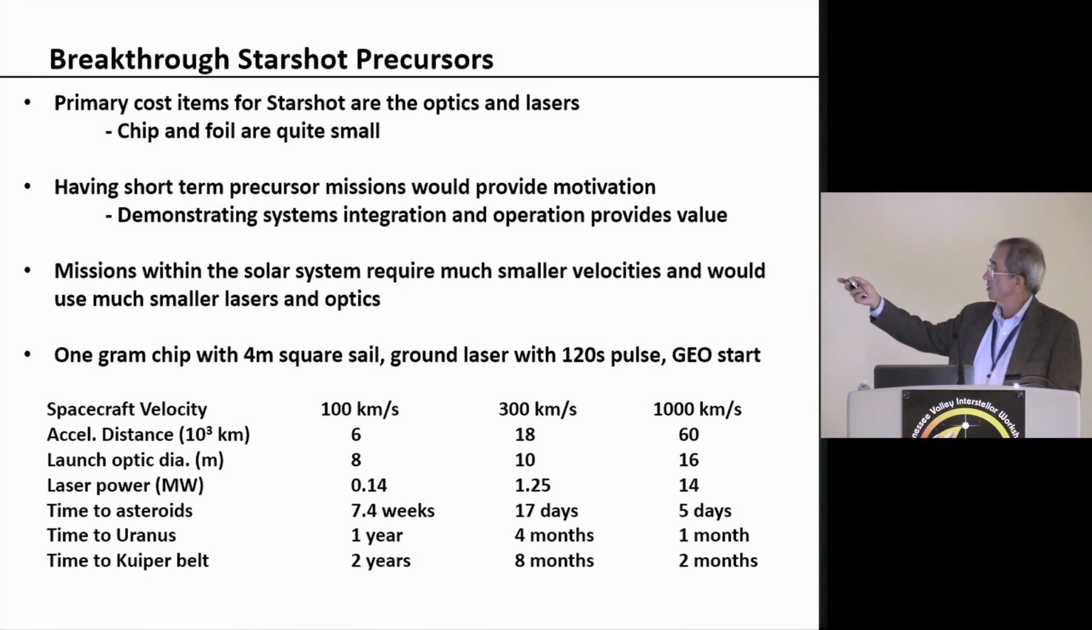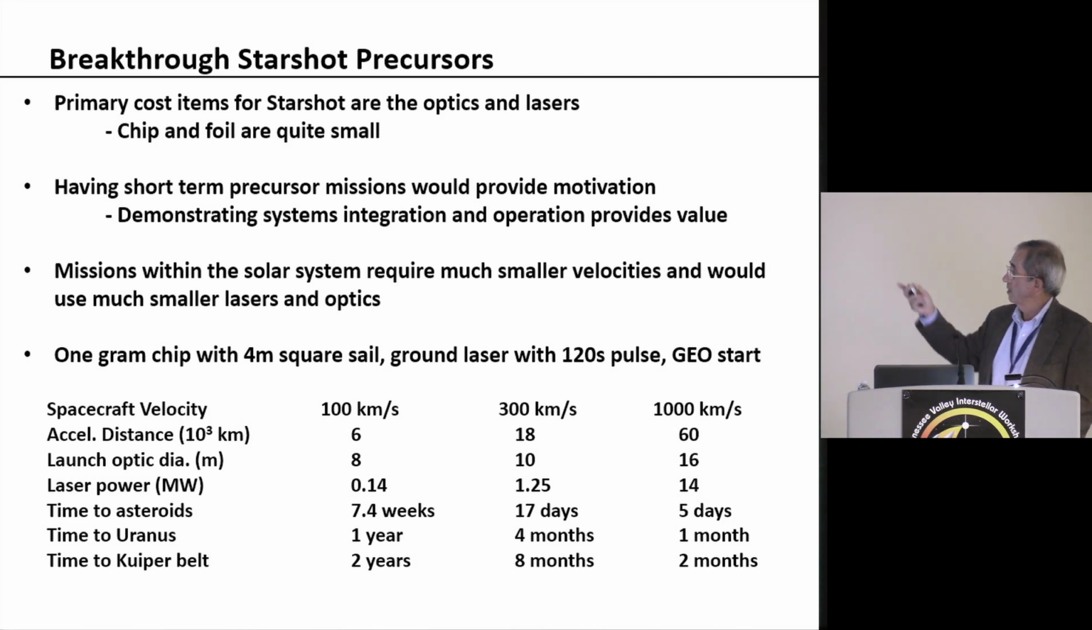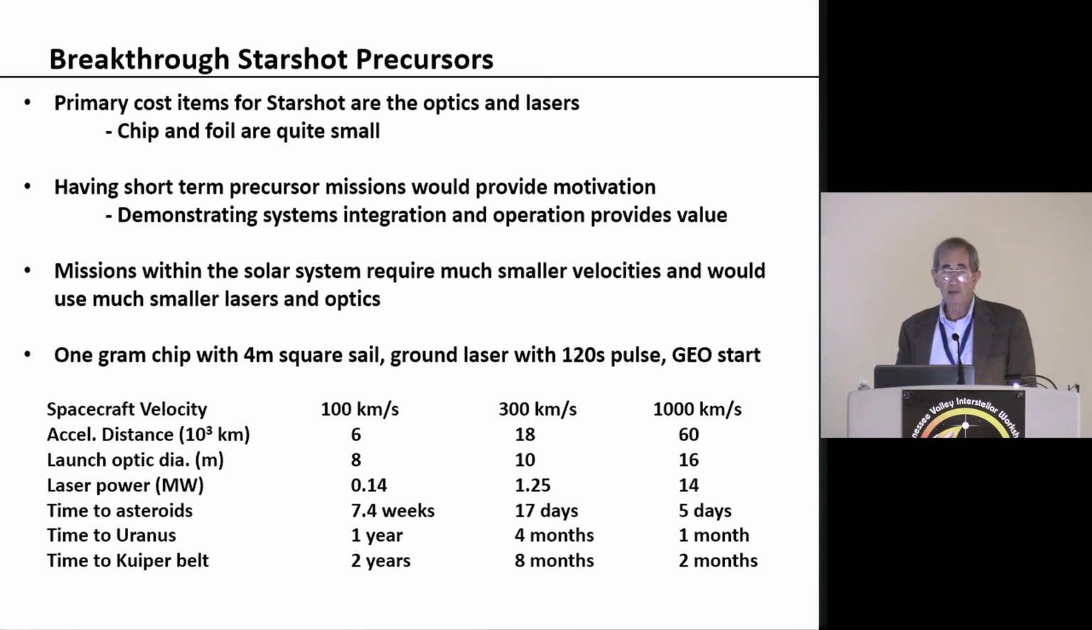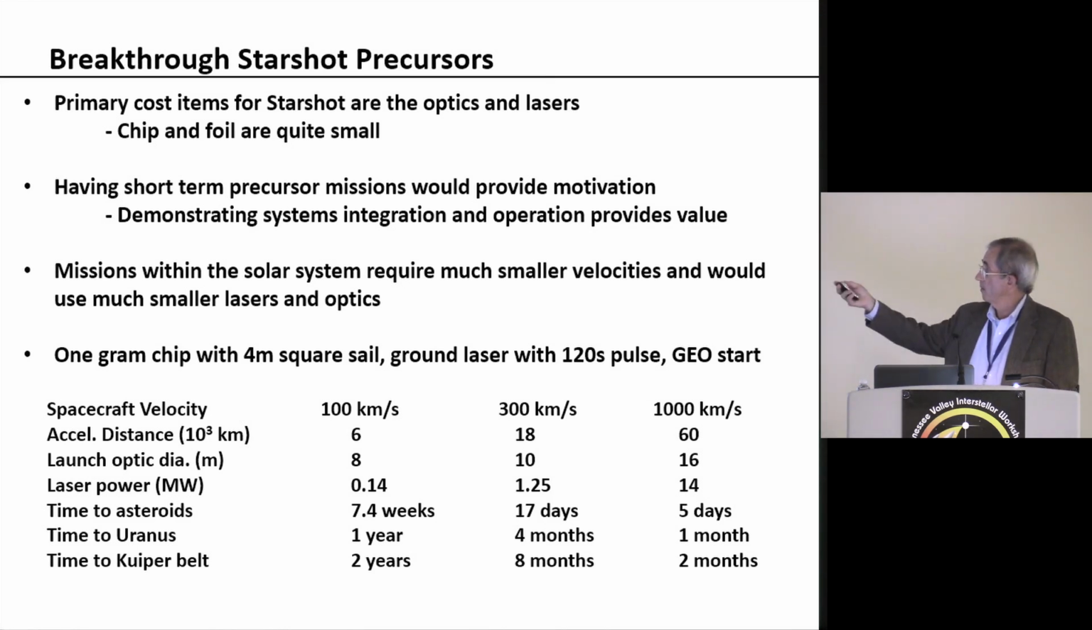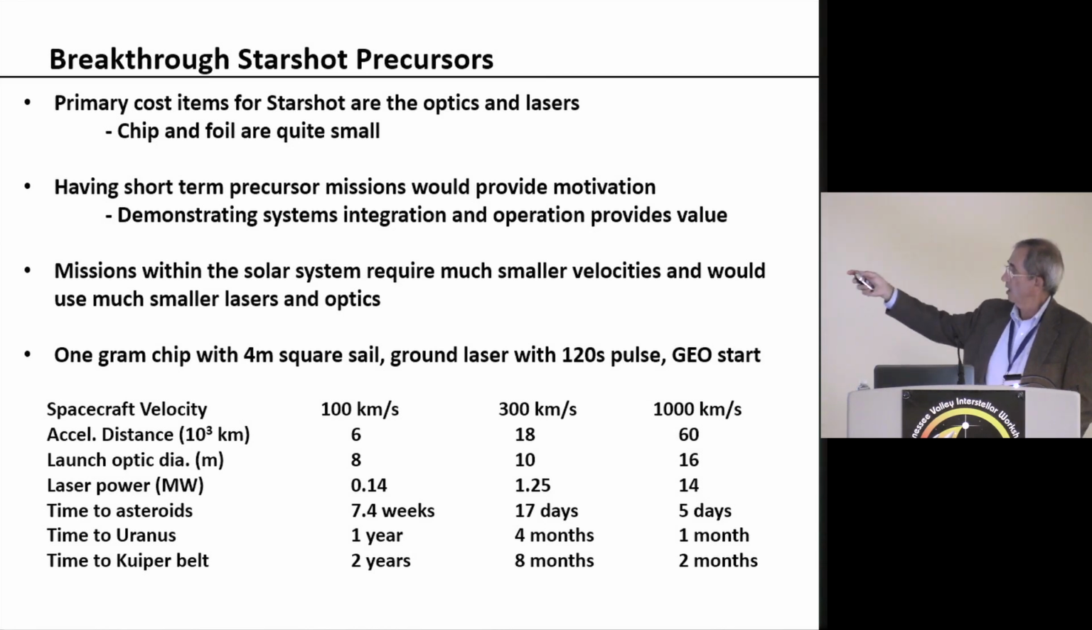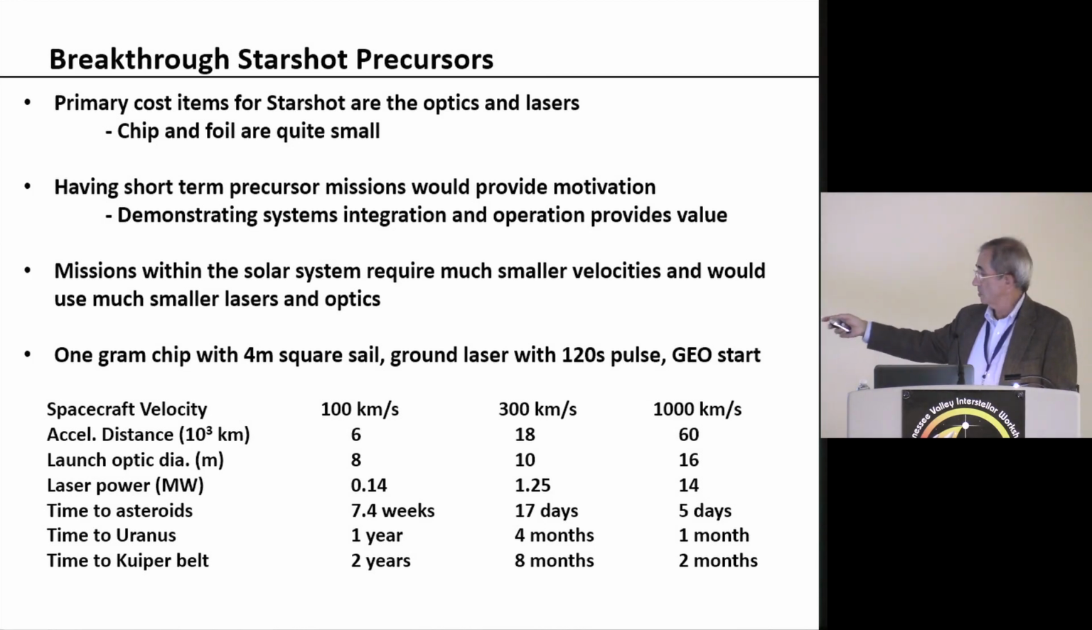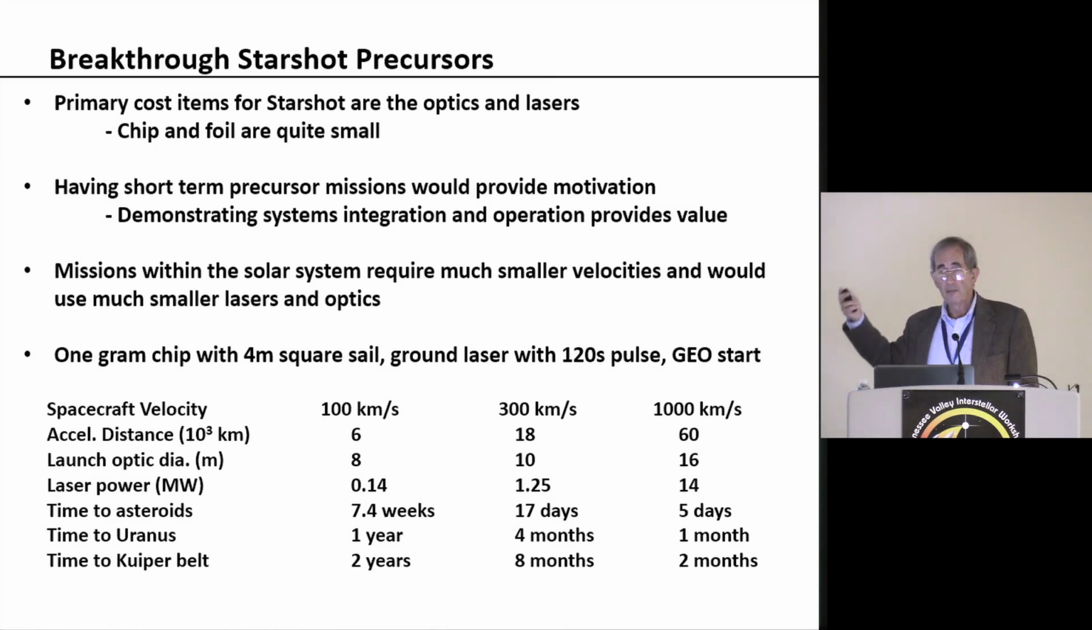So I just took a case here of a 1 gram payload, the old 4 meter square sail, ground laser, launching from up in GEO. I'm not going to walk you through this chart, it's just to look at later. But you want velocities on the order of 100 meters per second, 100 kilometers per second to 1,000 kilometers per second. And then you can get out to the Oort cloud in times starting maybe at 2 years, getting it down to 2 months. There's a lot of exciting things that you can do with this and learn about how to do this sort of technology.